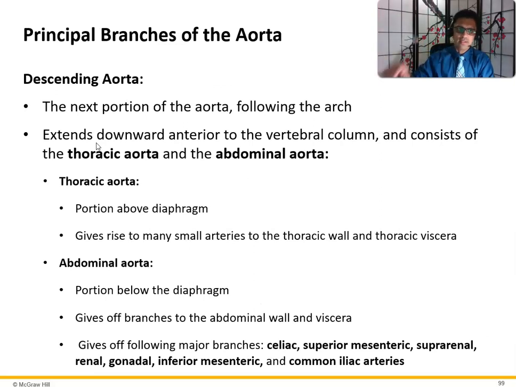The descending aorta, the next portion of the aorta following the arch, extends downward anterior to the vertebral column and consists of the thoracic aorta and then the abdominal aorta. The thoracic aorta, the portion above the diaphragm, gives rise to many small arteries to the thoracic wall and thoracic viscera. The abdominal aorta is the portion below the diaphragm, so this is a way that you can distinguish above and below the diaphragm. It gives off branches to the abdominal wall and viscera. It gives out the following major branches: the celiac, superior mesenteric, suprarenal, gonadal, inferior mesenteric, and common iliac arteries.